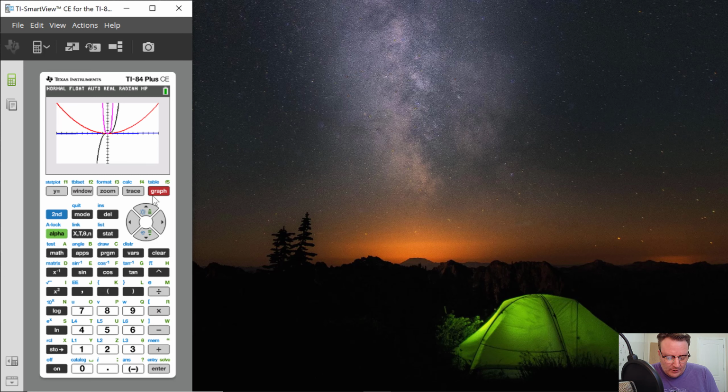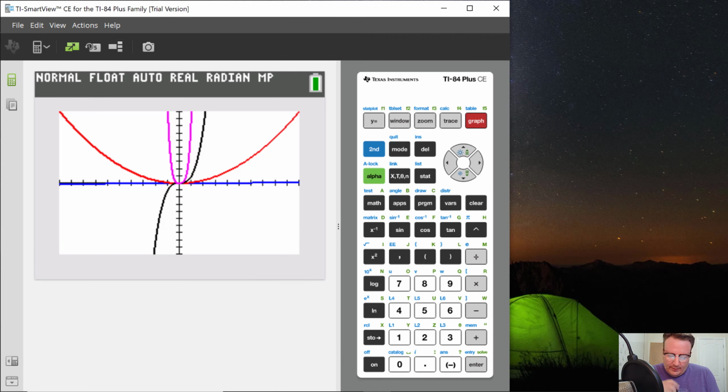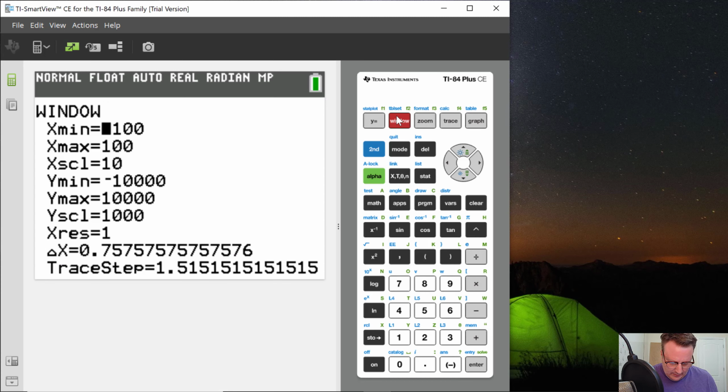The blue line, which looks flat. It's not flat, but it was the function x. Let me give you the scale for this, and let me make this a little bigger. Okay, so the blue line is just y of x equals x, and the scale on this graph, x goes from negative 100 to positive 100, and the y values go from negative 10,000 to positive 10,000. Let me check the window. Yeah, y min is negative 10,000, y max is positive 10,000.